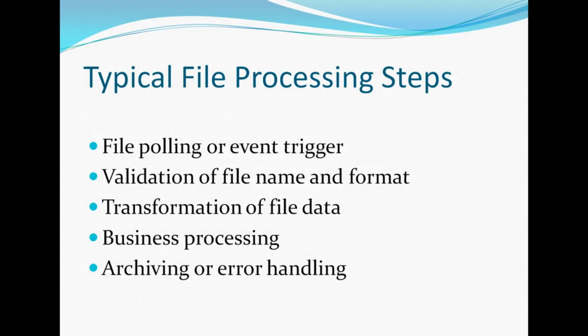After getting the file, if you need to transform that file into another format, that logic we can implement in the integration flow. And if you want to add any other business processing, such as validating data from the file before processing or before transforming, those kinds of steps we can also add. Then the last one is archiving and error handling. If the file is successfully processed, you can move it to the archive folder. If any error happens while processing, we can move it to the error folder.